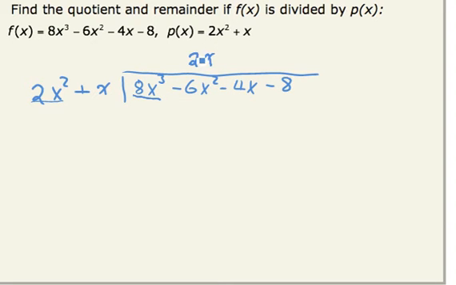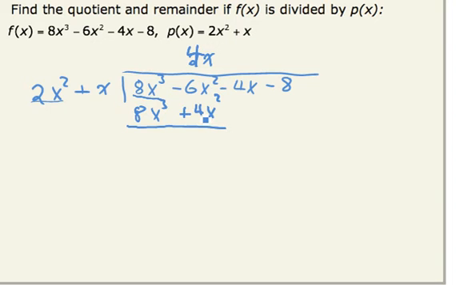The next step in the algorithm is to multiply, just like it was with integers. So I'm going to multiply 2x times this polynomial, 2x squared plus x, so I get 8x cubed plus 4x squared. If you recall, when you were learning how to divide numbers, you were told that you had to keep the digits lined up carefully. The same holds true here. I want to keep the x cubes in a column, the x squares in a column, etc.